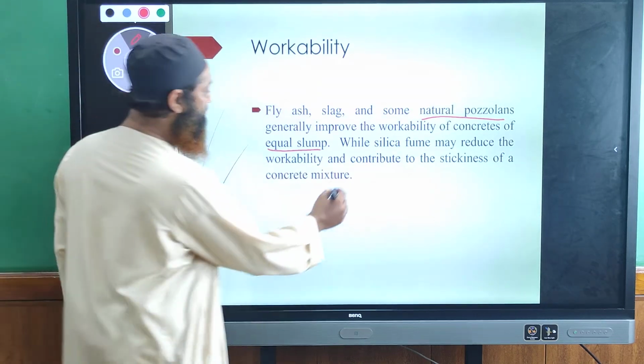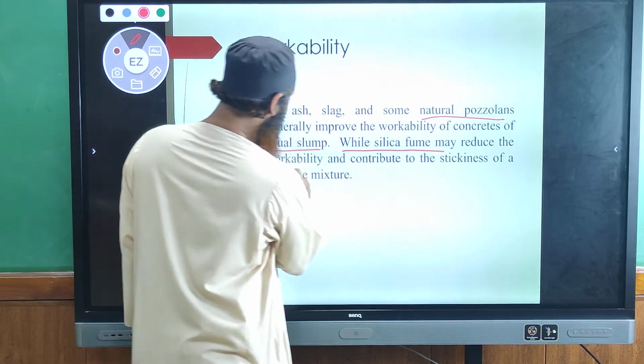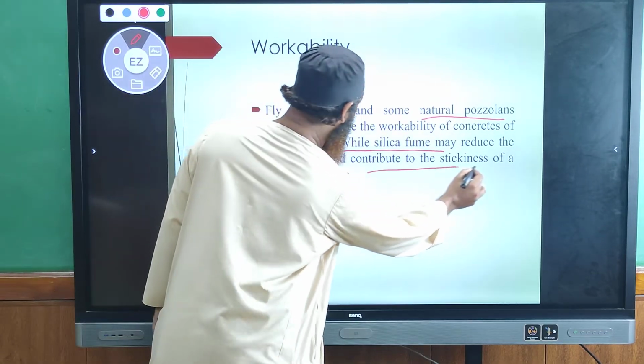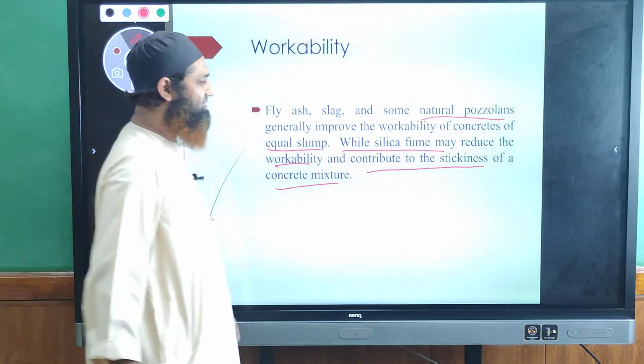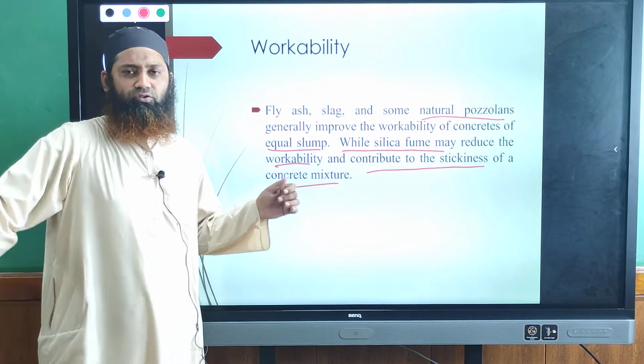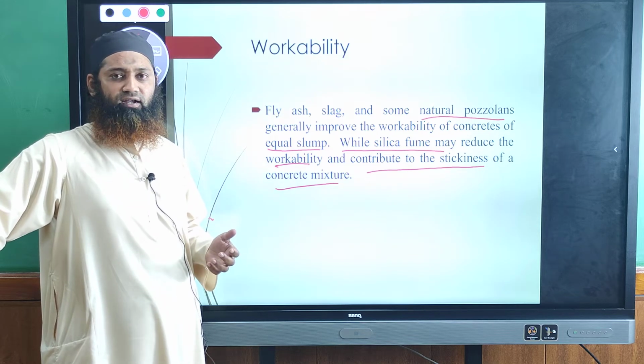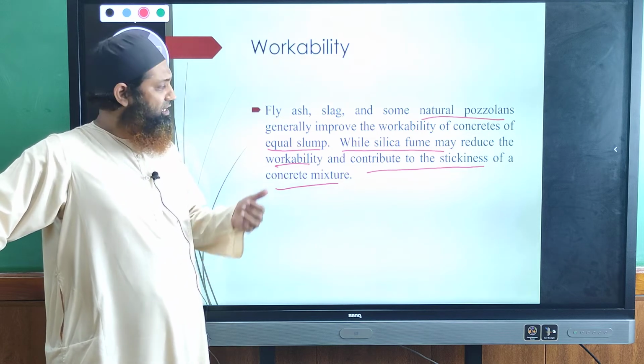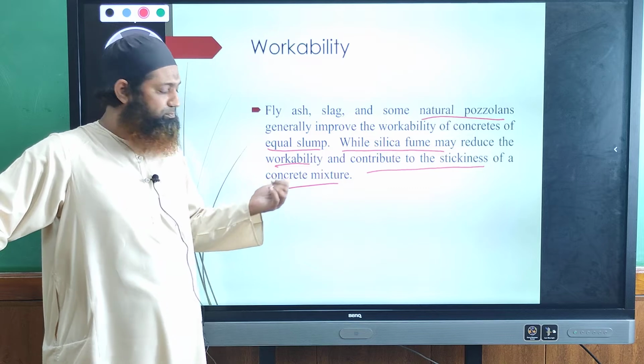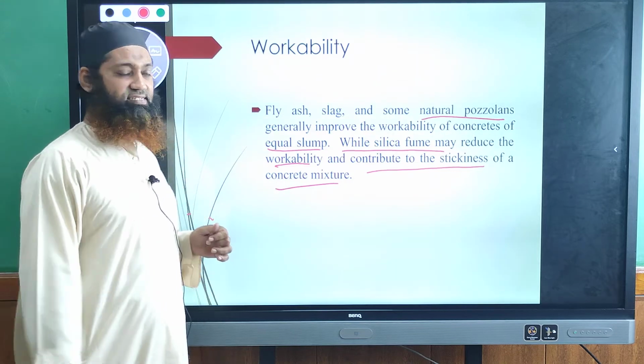Silica fume can reduce the workability and contribute to stickiness of a concrete mixture. But no problem, because silica fume is available in very high quantity. We can use that silica fume and overcome this problem of workability by adding superplasticizer.